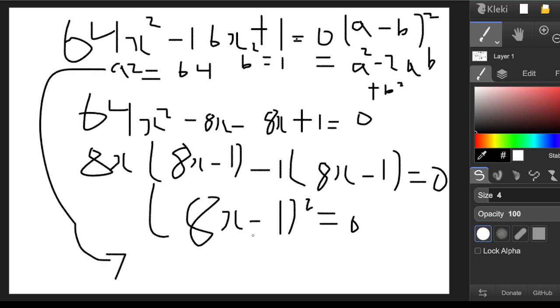8x minus 1, the whole squared. Alright? And obviously, we'll get 8x equals 1. It just depends whether you want to do it this way or the long way. You get the same answer either way. So you get 8x equals 1, x equals 1 over 8. That is your answer.